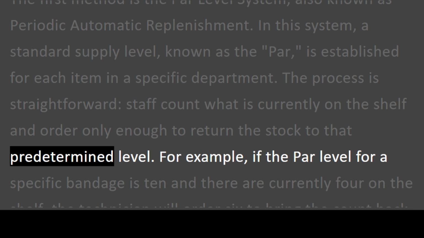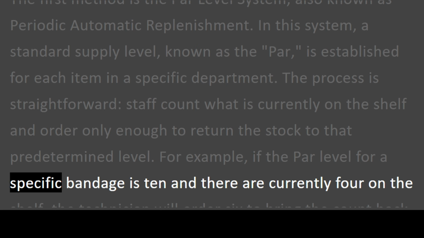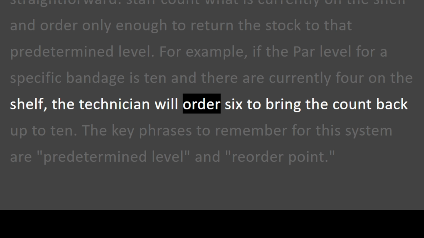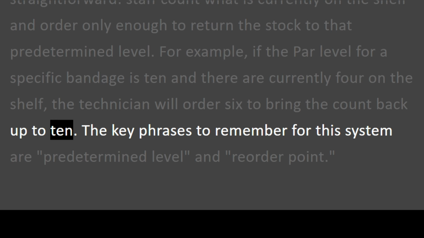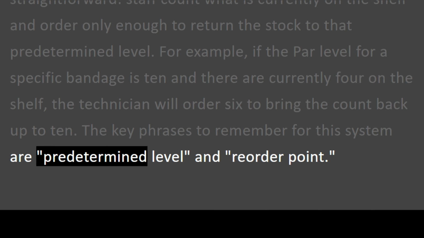to that predetermined level. For example, if the par level for a specific bandage is 10 and there are currently 4 on the shelf, the technician will order 6 to bring the count back up to 10. The key phrases to remember for this system are predetermined level and reorder point.